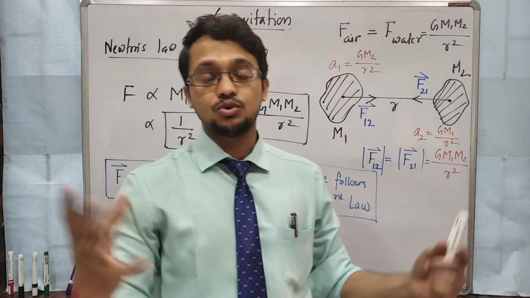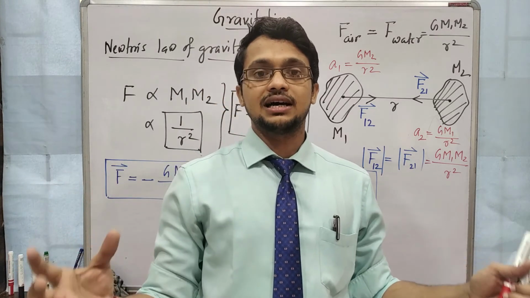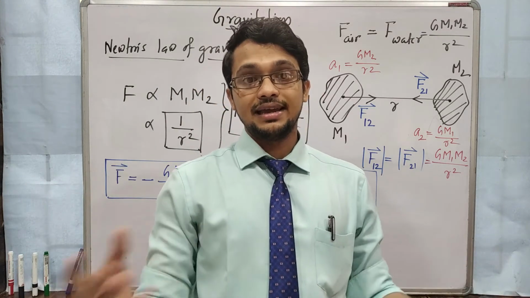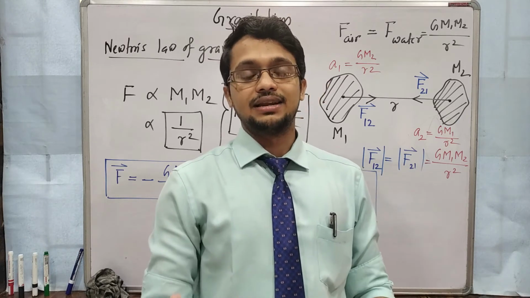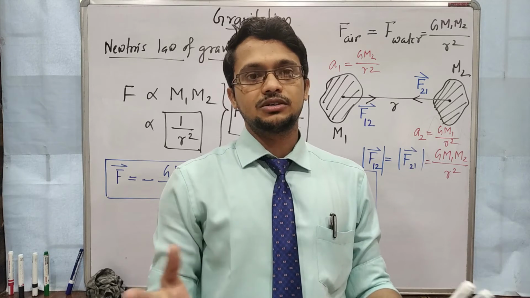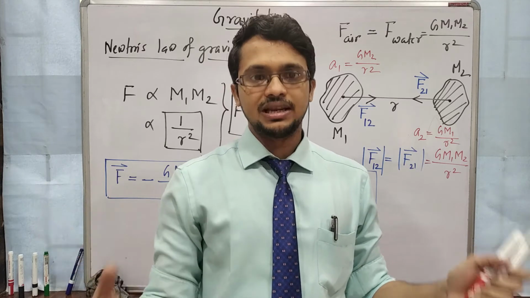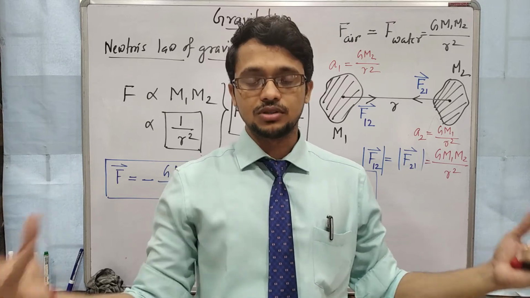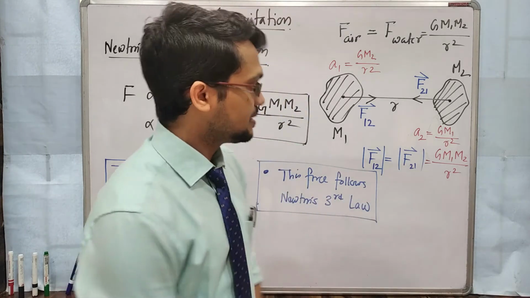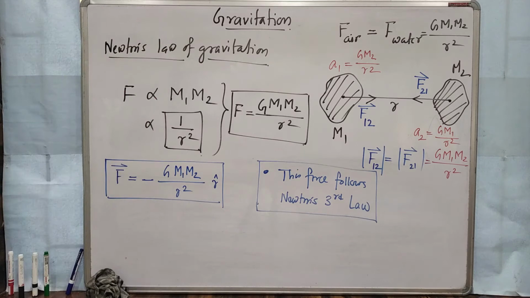But if we take two objects whose masses are almost the same, like two similar planets of almost the same mass, then you will understand that both the objects are moving with some acceleration. Clear? So this is Newton's law of gravitation.